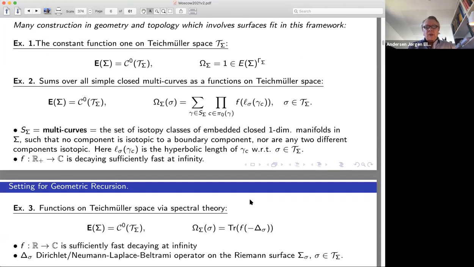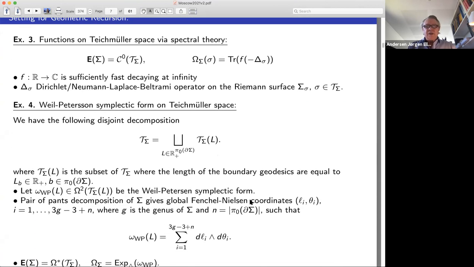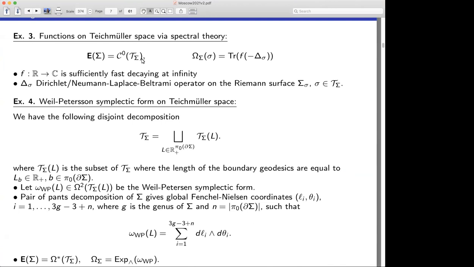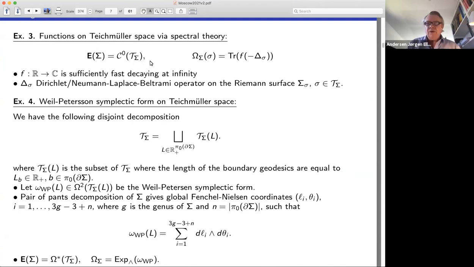Okay. Now there's another source of interesting functions on Teichmüller space. The target theory is the same, the pre-target theory is just continuous functions on Teichmüller space. But now I take a different function. Namely, for each sigma in Teichmüller space, I take the Dirichlet or Neumann Laplace-Beltrami operator on this Riemann surface, which of course depends on where I am in Teichmüller space.